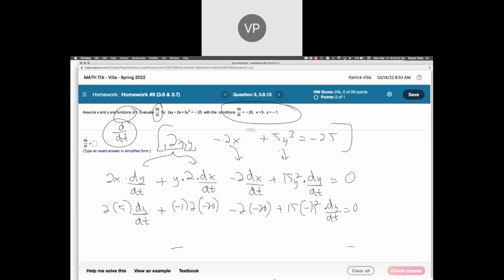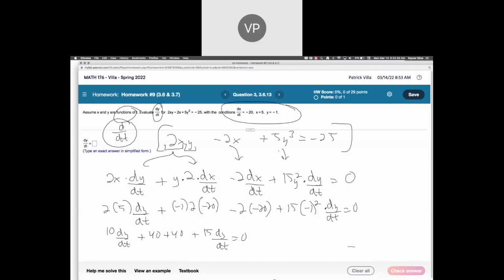All right, so now, just cleaning things up a little bit. We have a 10 dy dt. We have a positive 40. We have another positive 40. And we have a positive 15 dy dt equals 0.